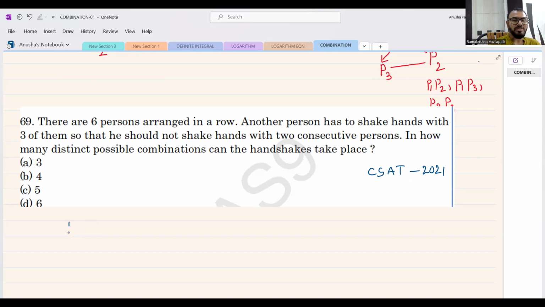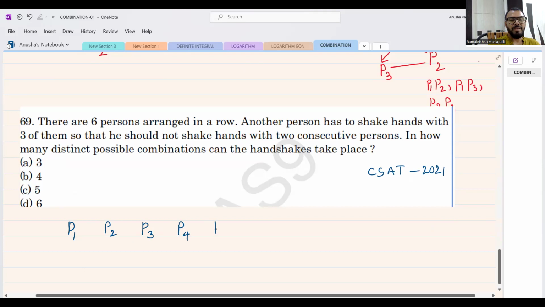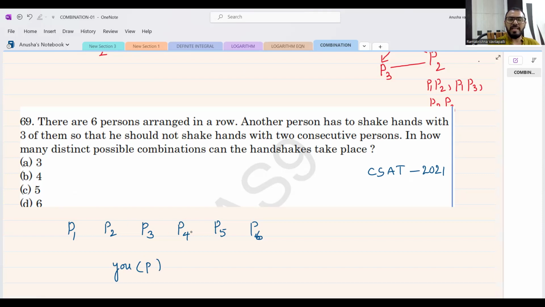Here I list out the persons P1, P2, P3, P4, P5, P6. Suppose you want to shake hands with 3 persons among these 6 persons. But among those 3, no 2 of them are consecutive. You should not shake hands with 2 consecutive persons.